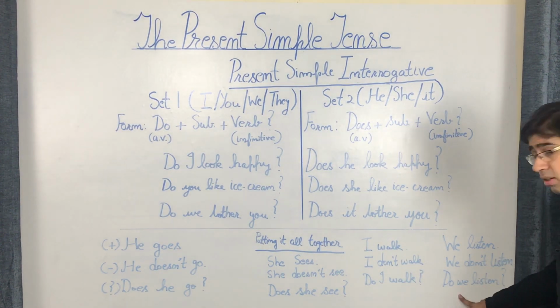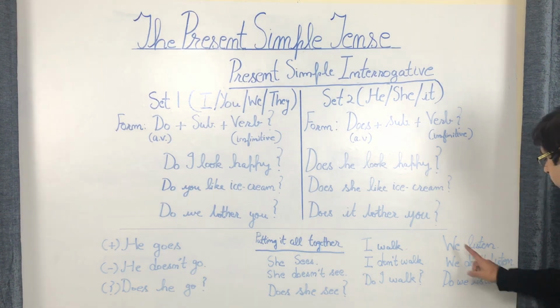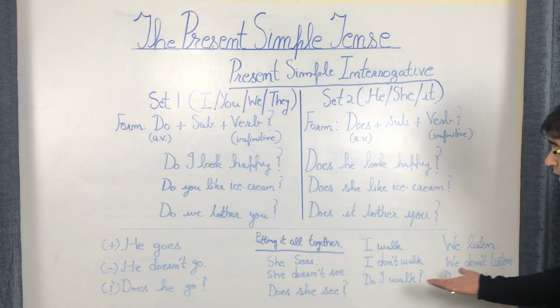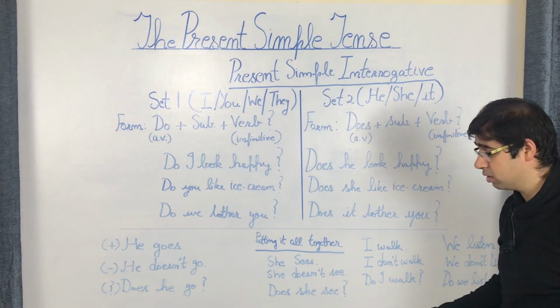Finally, ending with another example from set 1 again. We listen, we don't listen, and do we listen? So there you have it, all the three forms of the sentences put together.